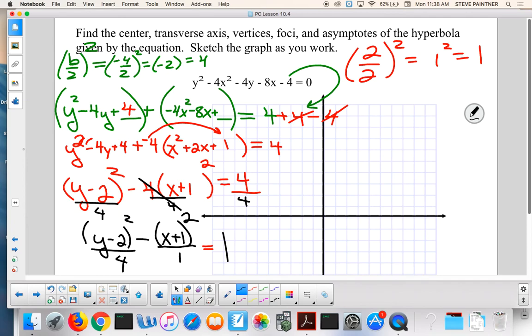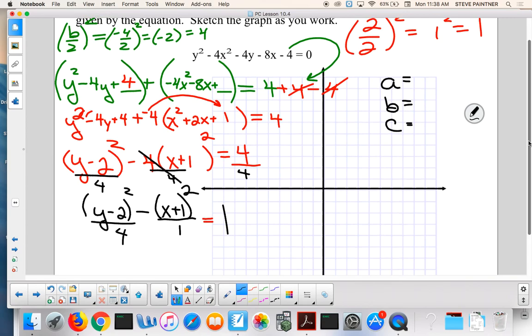And with 2 minutes left, I don't have time, but can somebody tell me the A, the B, the C? What's A? A is 2. What else do you know? B is 1. C is not that important in here, unless I want to get the focus on paper, but what would C be? Square root of 5. Okay.